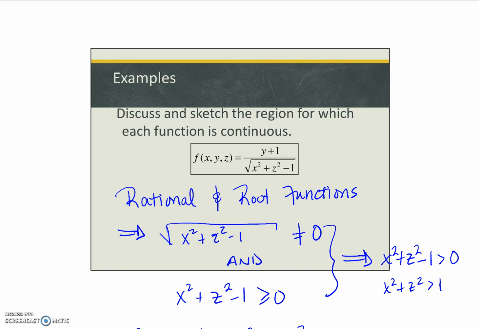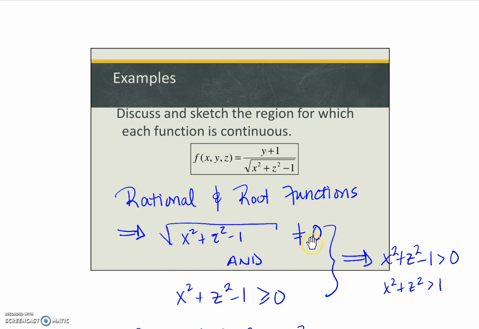So here's our last example, and I tried to go a little crazy on this one to combine both rational and root functions. So when I look at this, I see something that looks like a fraction, but in my denominator I have a square root. So I have to really balance two things. First of all, my denominator cannot be 0. So this square root of x squared plus z squared minus 1, that cannot be 0. Now, on top of that not being 0, I also need that, since it's my radicand, this x squared plus z squared minus 1 also has to be greater than or equal to 0.